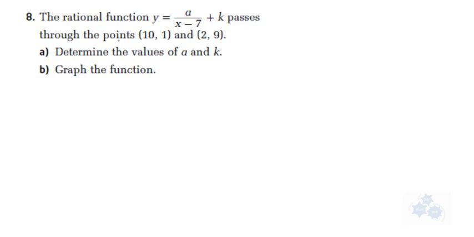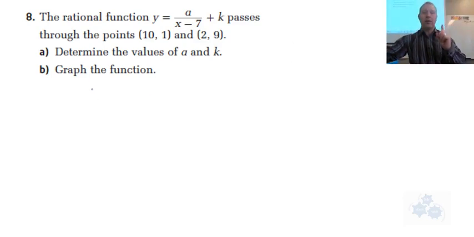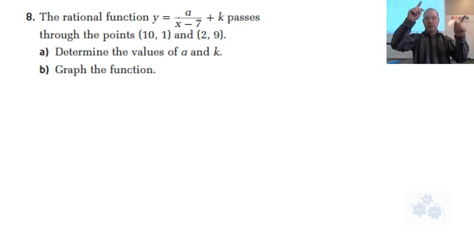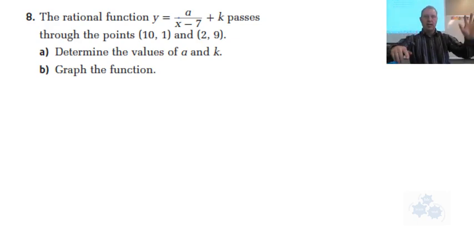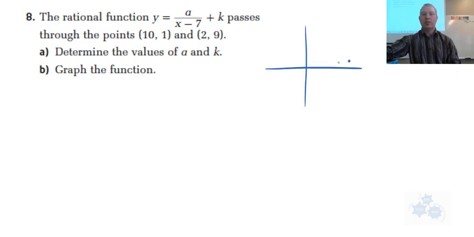So here's number 8, Pre-Calculus 30, section 9.1. This is a tricky one. You have a function that passes through 2 points, so it looks like a rational function. It looks like it's going to be like this, or like this, right? So we've got 2 separate points. You don't have to sketch it, but (10, 1) is going to be down here, and (2, 9) is going to be over here. Determine the values of a and k.